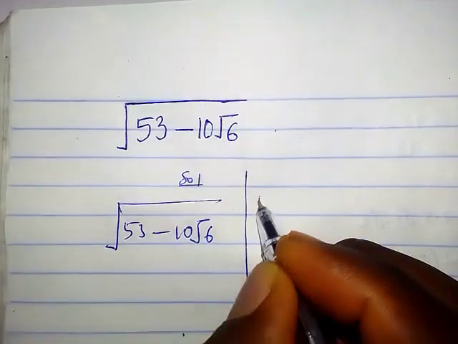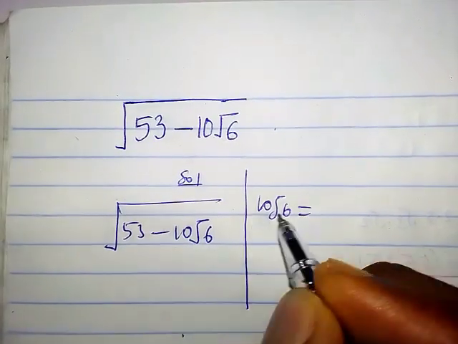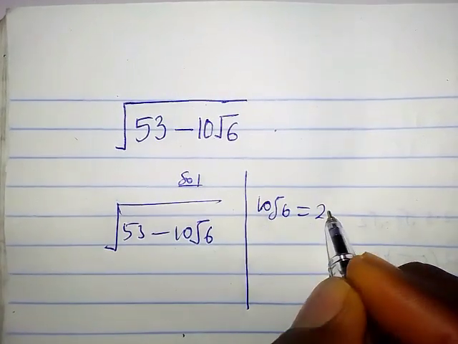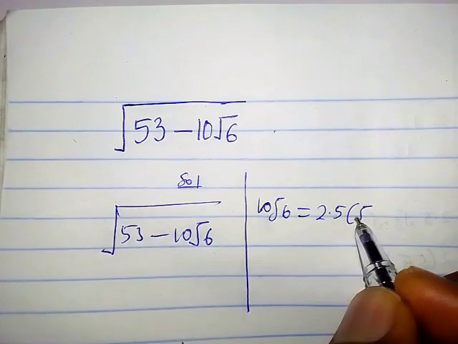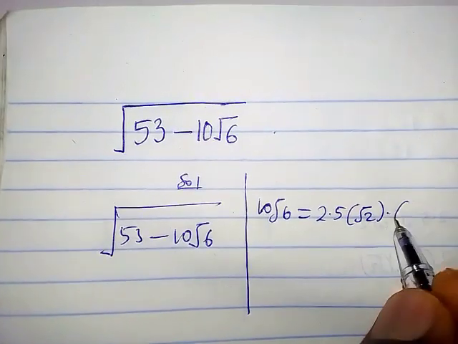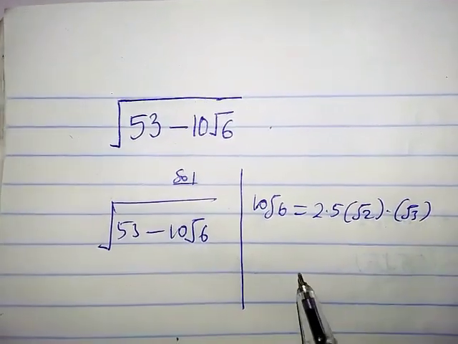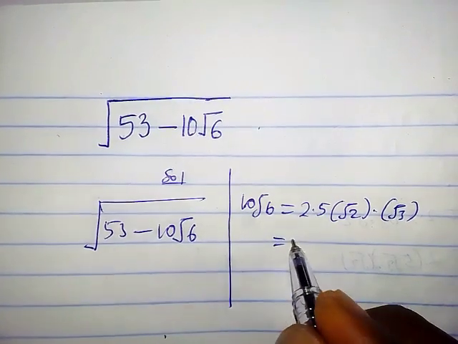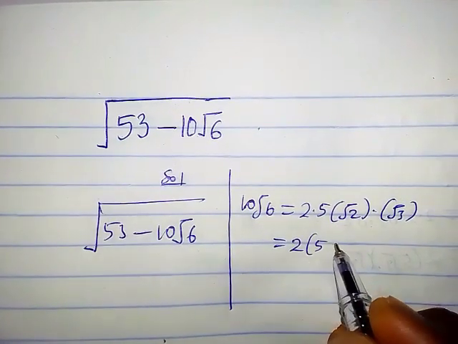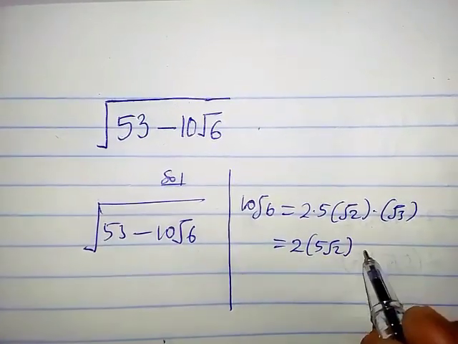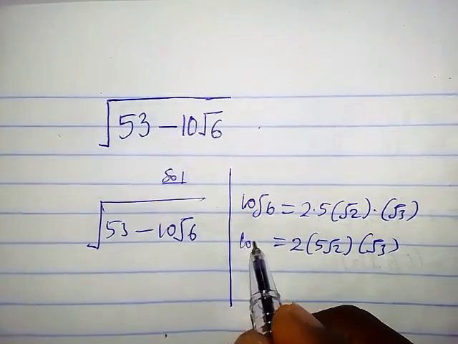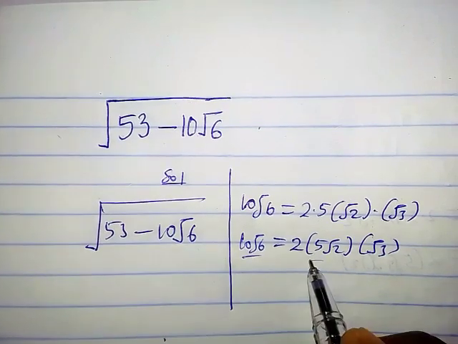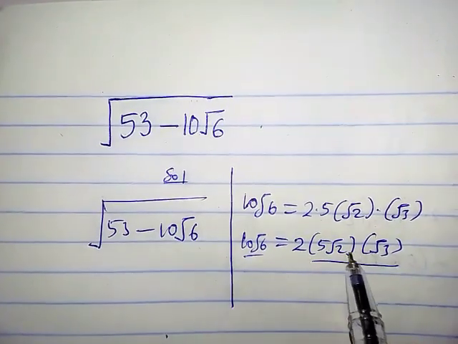So we can write 10 times square root of 6 as follows: 10 can be written as 2 times 5, and we can write square root of 6 as square root of 2 times square root of 3. So let's write this as 2 times 5 root 2 times square root of 3. We are going to replace 10 times root 6 with this, so let's substitute it here.